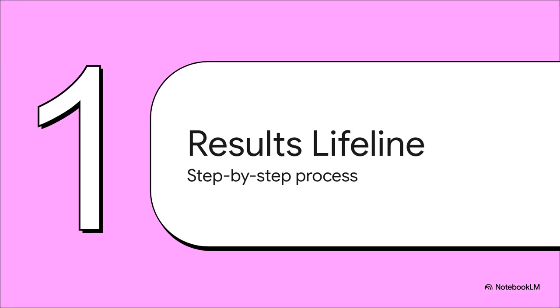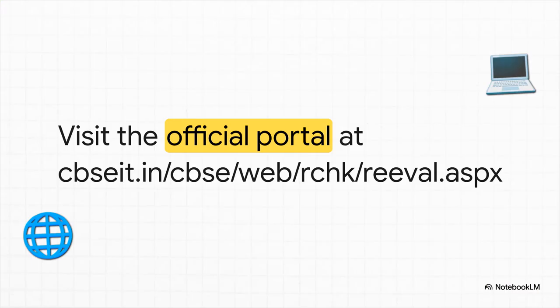Section 1. The Results Lifeline. Let's get right to the step-by-step process. Okay, so you can't just send a quick email or call them up. You absolutely have to visit the official CBSE portal. Just head over to cbseit.in/cbse/web/rzhck/reval.aspx. Honestly, go ahead and bookmark that right now because everything we're talking about today runs directly through that site.